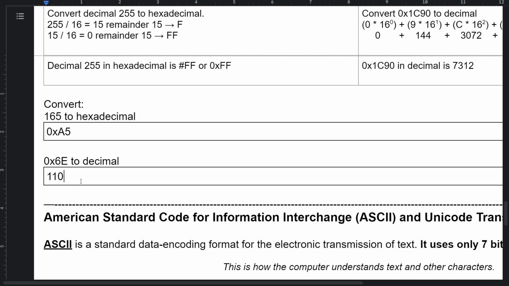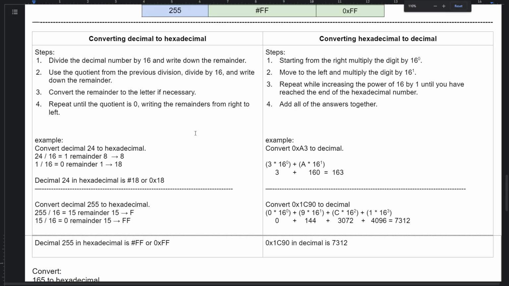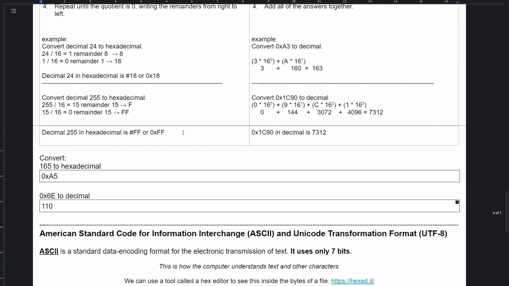1, 1, 0, like that. So it's not hard to convert. You should use your calculator, make your life easy, and just follow the simple little rules and try to use your little chart of the places to help you figure it out, much like you would with decimal.